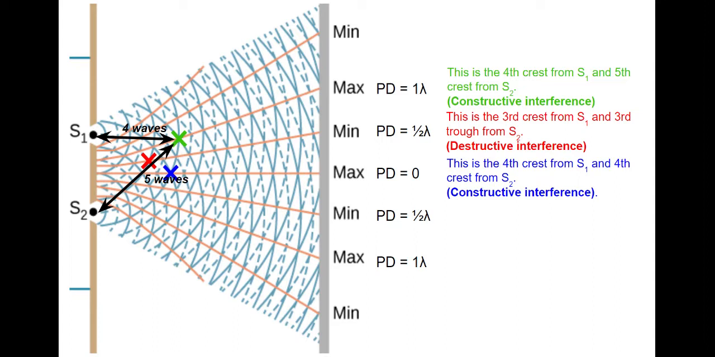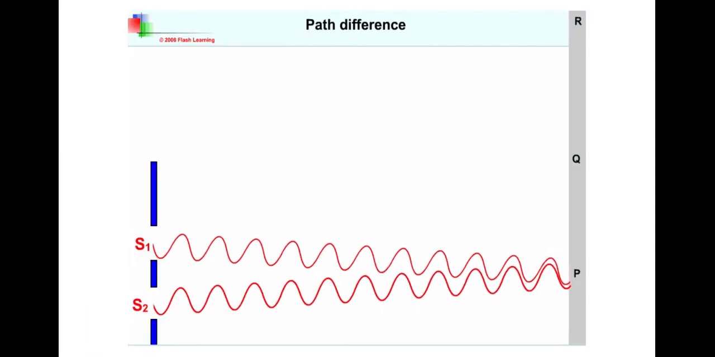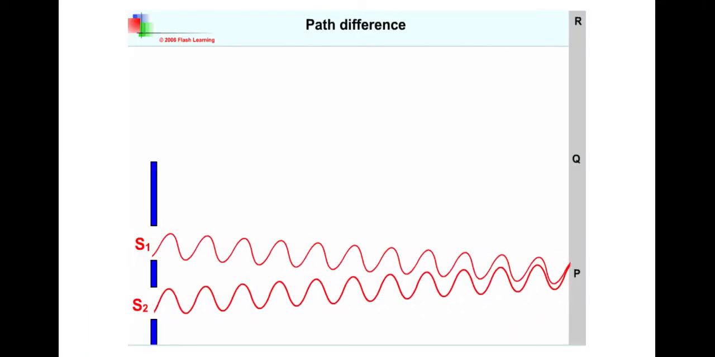If we work our way outwards a little bit further, we get to the point where the waves have travelled 1.5 waves further in either direction, and we get a minima again, because a peak is meeting a trough. And then if we go even further still, we get the point where one wave is travelling 2 whole waves further than the other, and we get a maxima again. And that brings us to a slightly different animation.